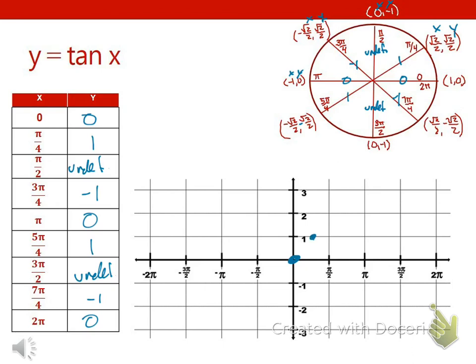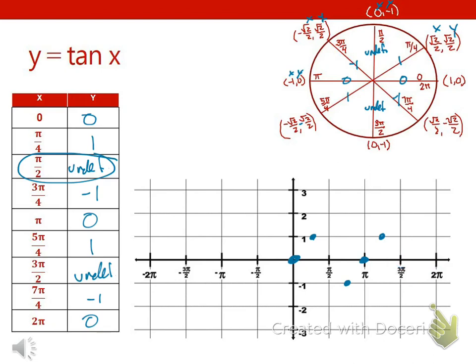So we've got to put a point there. Now, at pi over 2, it's undefined, so our graph's not going to go there. 3 pi over 4 would put you halfway in between here. And that is negative 1. And then pi is 0. And then 5 pi over 4 puts you at 1. We can't hit 3 pi over 2 because it's undefined. 7 pi over 4 would put you somewhere in between there, which is negative 1.